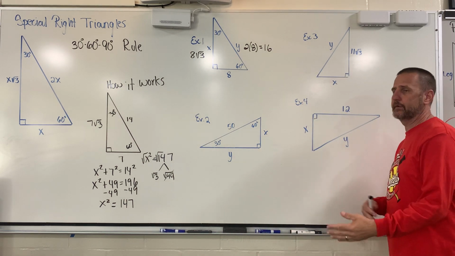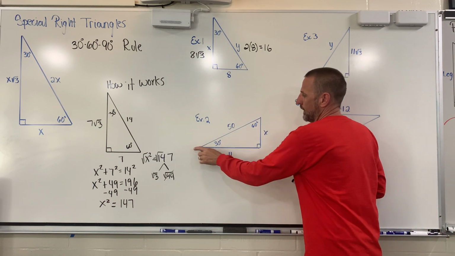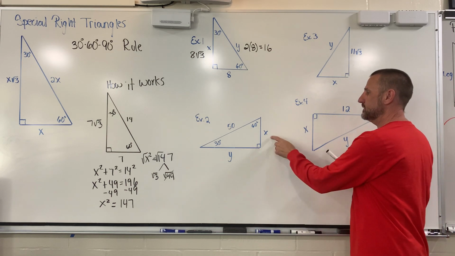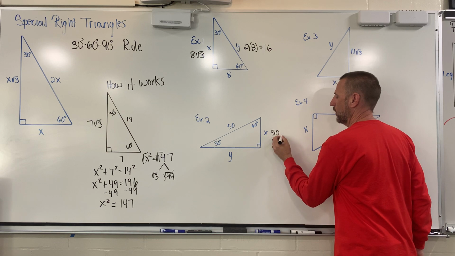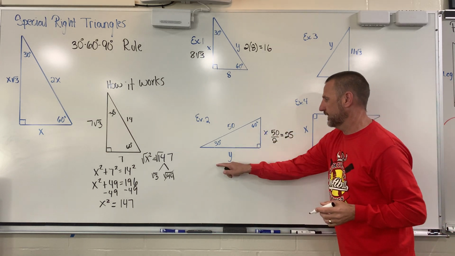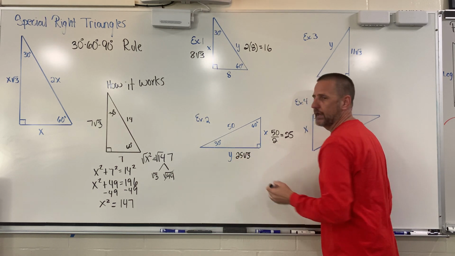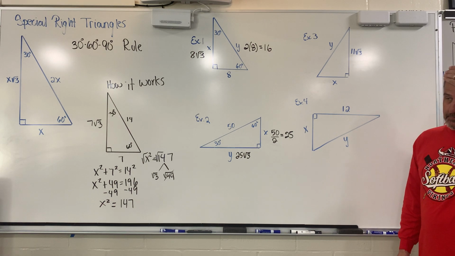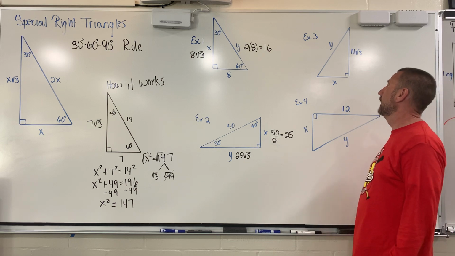We can work this in reverse. For example, if I know in number 2 that my hypotenuse has a length of 50, well then that means that the short leg would be 50 divided by 2, or 25. And the long leg here would be 25 times the radical 3. So again, that's how the process works. If I just know one, I can figure them all out.